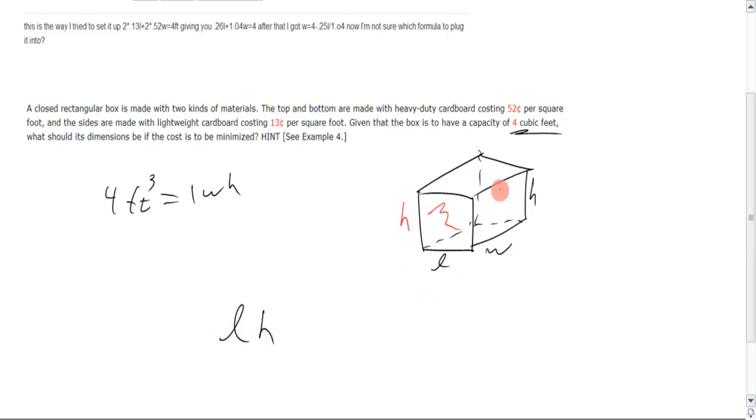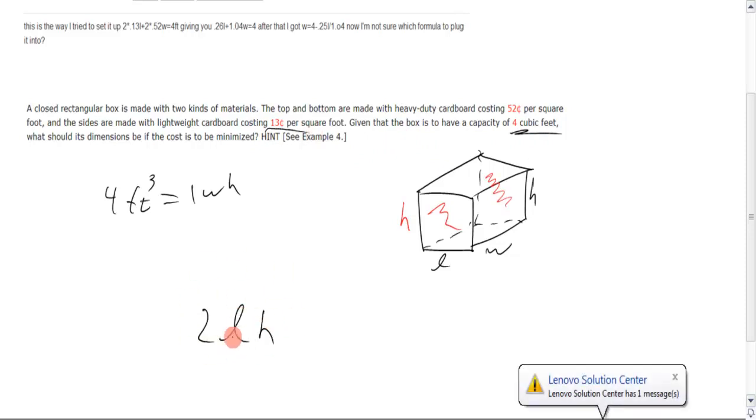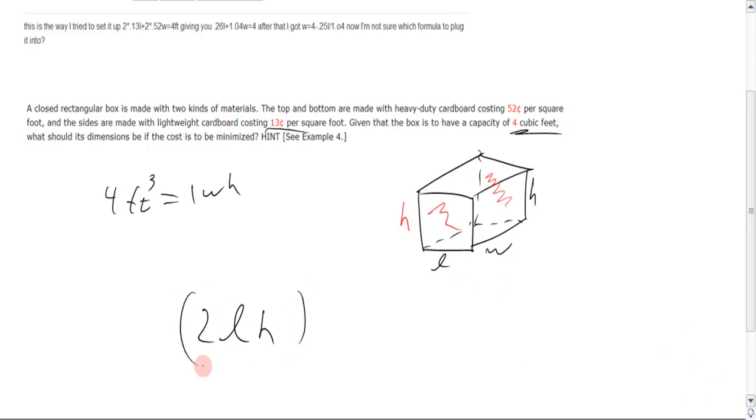Now you can imagine we have another one of those on the back of the box that's going to have the same dimensions, length and height. So we need not one of those, but 2 of those. The sides are made with 13 cents per square foot, so whatever square footage we get from length times height, we take that and multiply by 13 cents. So this will be the cost of the front and back faces of the box.